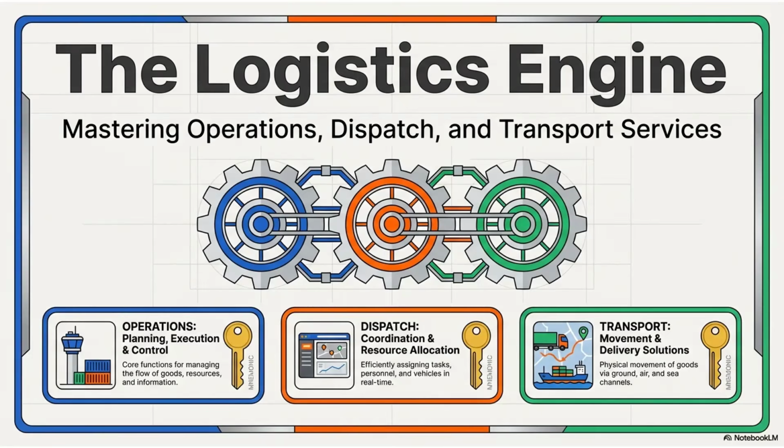Dispatch will look at assigning tasks, packaging the goods, getting personnel ready, preparing the vehicles. Transport will look at actually transporting and moving the goods from point A to point B, and the different channels we use to transport it.